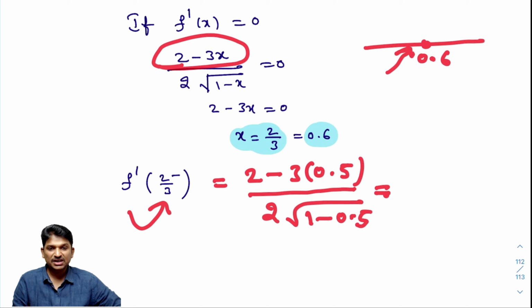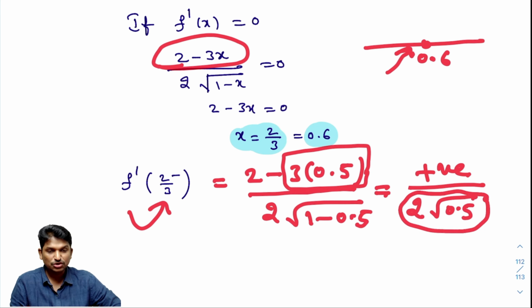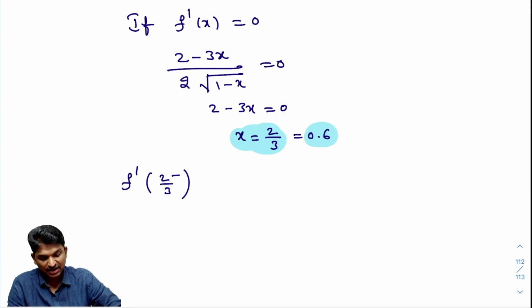You observe the numerator. What is this? 3 into 0.5 is 1.5, right? 2 minus 1.5 is positive, numerator is positive. Denominator you observe, 2 into root over 1 minus 0.5 is also positive. Numerator positive, denominator positive. So what is this total expression? This total expression is positive. So I identified that f dash of 2 by 3 from left is positive.